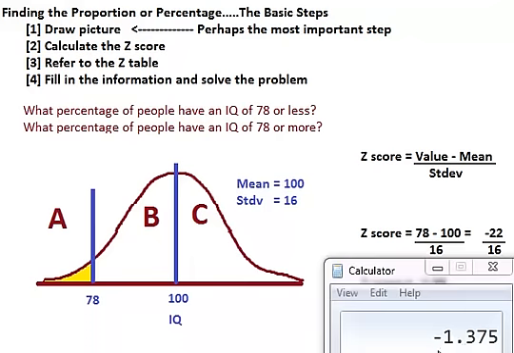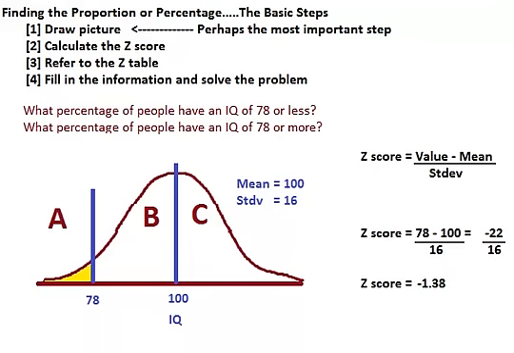With the calculator, that turns out to be negative 1.375. Our z-tables only go to the hundredths place, so we can round up for this, and then it becomes negative 1.38. All right, so we've done step one, we've done step two. Step three, refer to z-table.